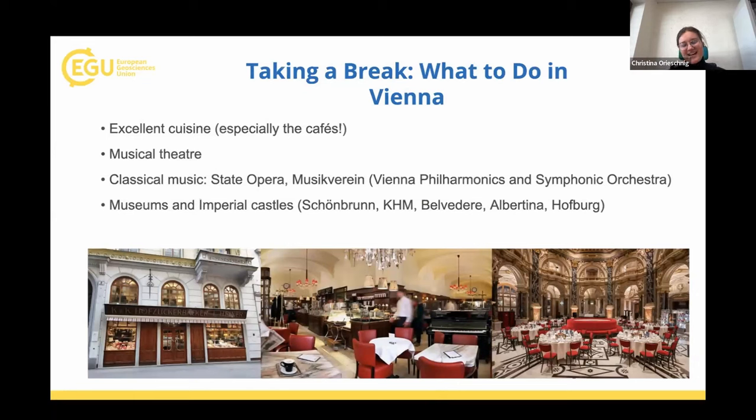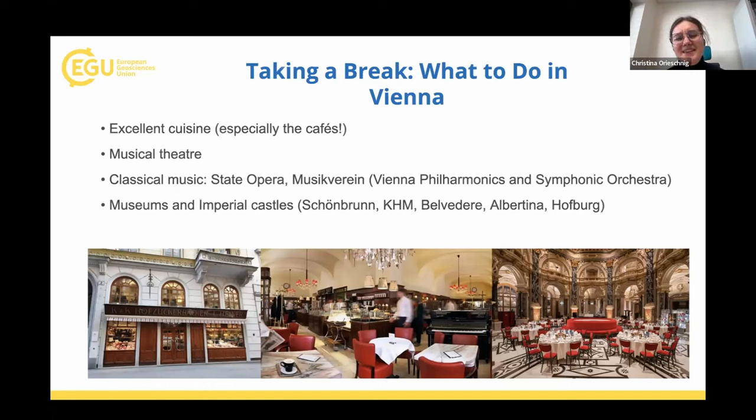When you take a break, there's lots of stuff that you can do in Vienna. So I lived there for 7 years, you know what I'm talking about. The food is fantastic, especially the cafes and the cake. I very much recommend the cake. These are just some of them at the bottom in order: Demel, Hofzuckerbäcker Heiner, K und K. So K und K, by the way, stands for Kaiserlich und Königlich.